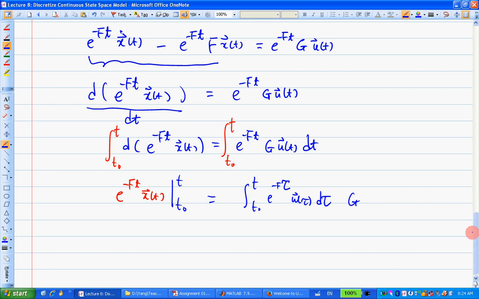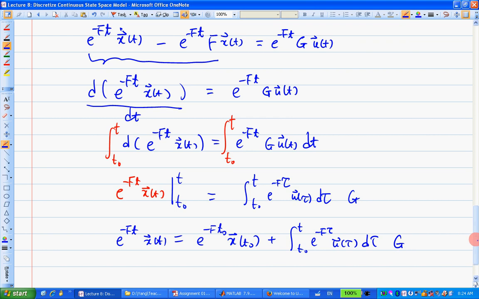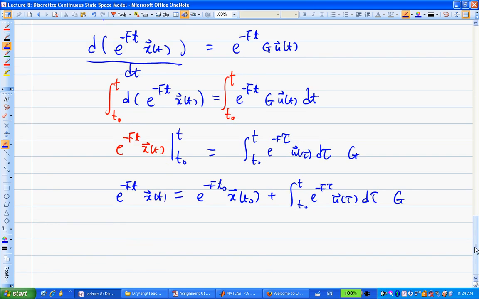So on this side, plug in the limits, and we got x of t here, minus the other one. I'll move the minus term to the right side, which becomes a positive. There we go. We're pretty close now. One more step and we get the solution.